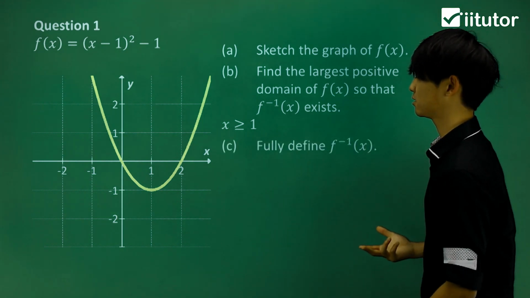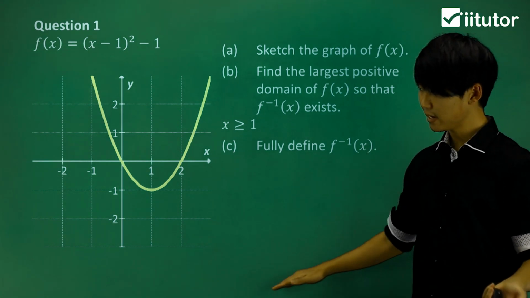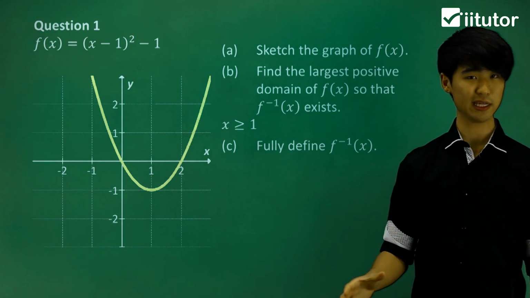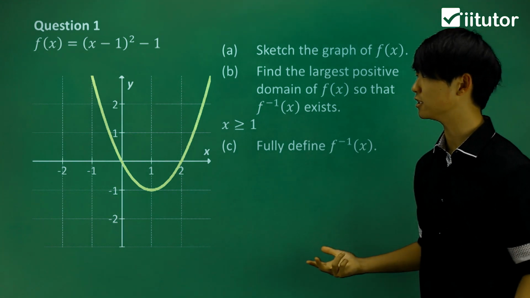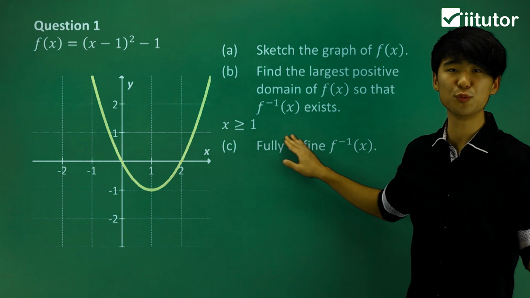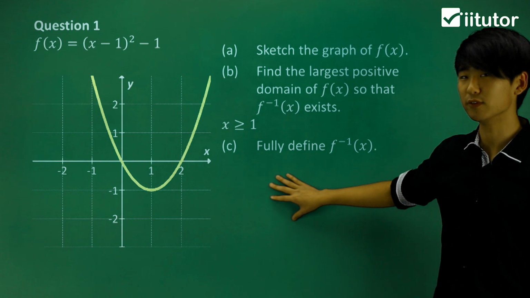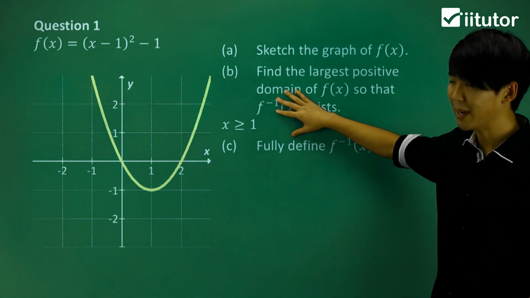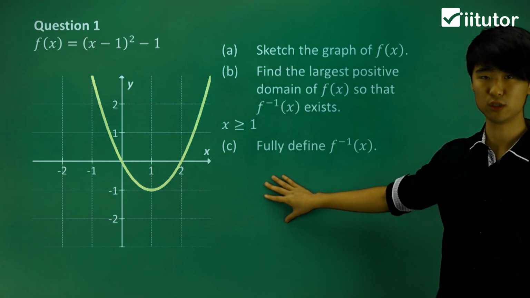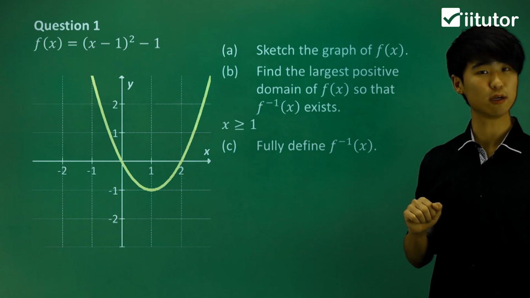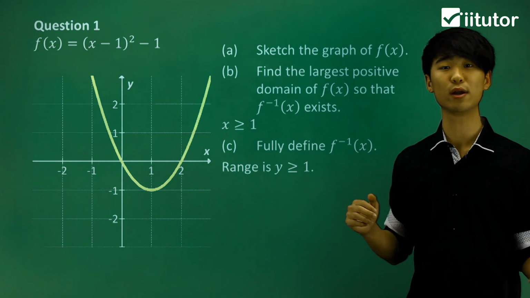Now in part C, it asks me to fully define my inverse function. At the end of the day, I want an equation for f inverse of x. In part B, we found that for me to have an inverse function, the domain of my original function should be x is greater than or equal to 1. If I want to find the inverse, the domain of my original function should be the range of my inverse function. So the domain x is greater than or equal to 1 should be the range of my inverse, so that will be y is greater than or equal to 1.